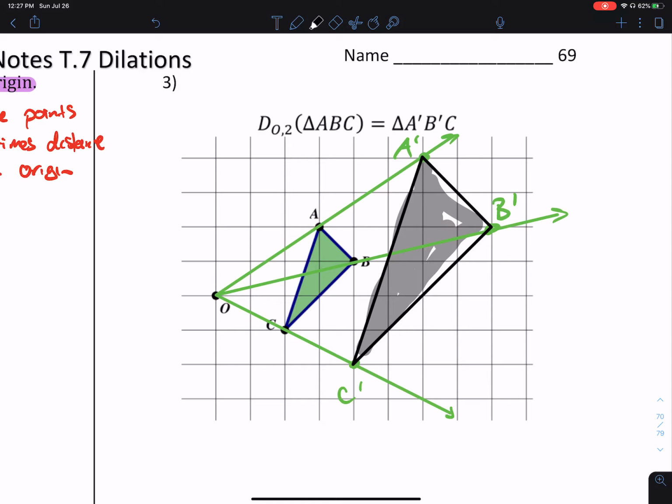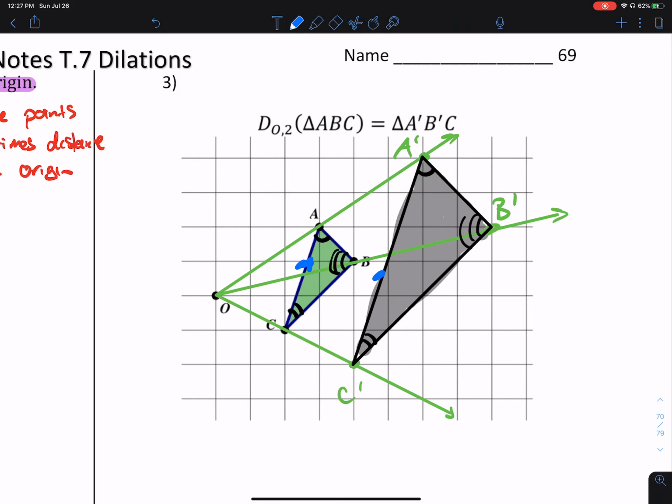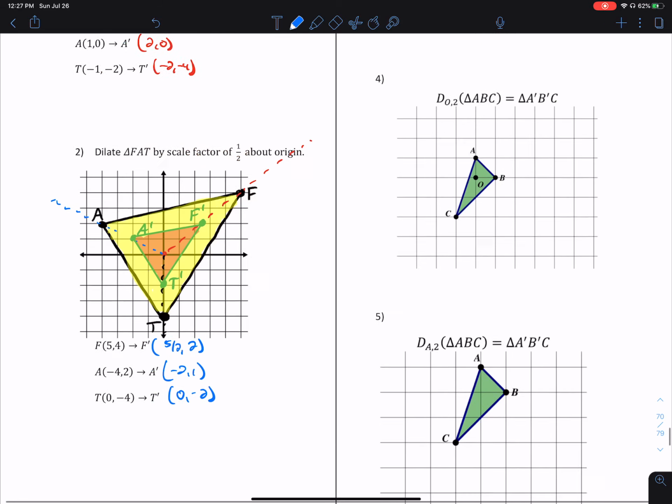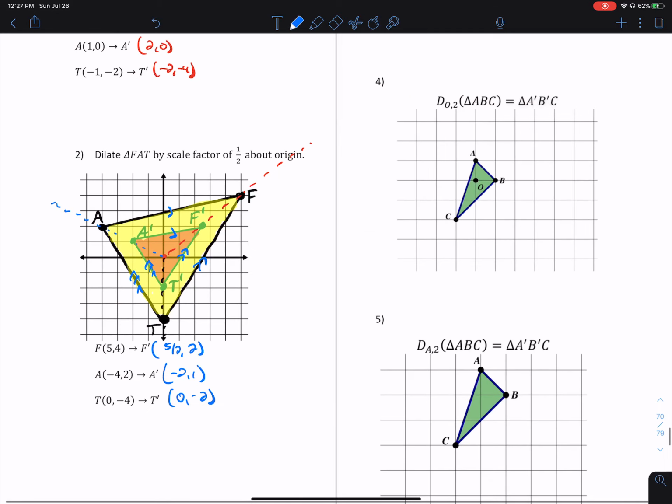It is twice as big. The dimensions of the sides are twice as large as the original because the scale factor is 2. Corresponding angles are the exact same, and that's because these are similar figures. Would like to point out once again that AC is parallel to A prime C prime. AB is parallel to A prime B prime. BC is parallel to B prime C prime. Same is true of this previous problem. Corresponding segments are parallel when you do a dilation.